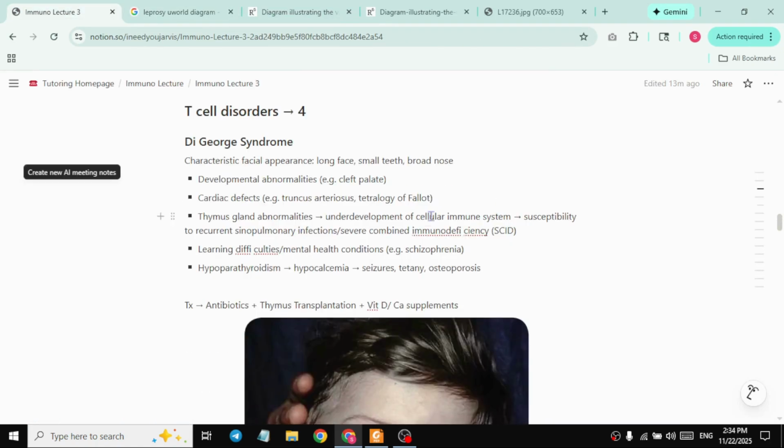Now, DiGeorge. If you can sort of figure your way out with all the different systems that are involved in DiGeorge, right? You can understand and not forget about what's going on. Okay. So the first thing that is characteristically involved is the face, okay? Because the pharyngeal pouches, the third and the fourth pharyngeal pouch, the problem is there, right?